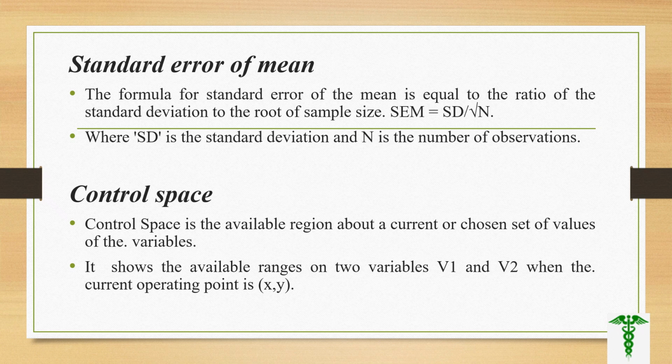Next term is control space. It is an available region about a current or chosen set of values. So this is the available region. For example, if you're keeping two variables v1 and v2, when we put the inputs or operating values x and y, this will come in the available region of x and y.